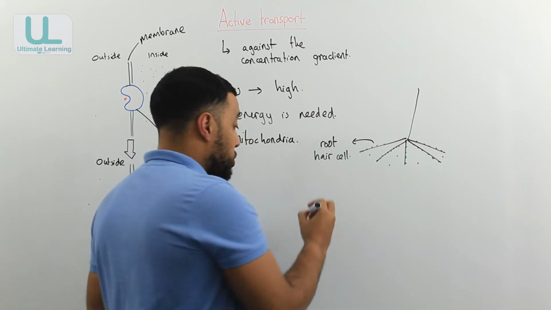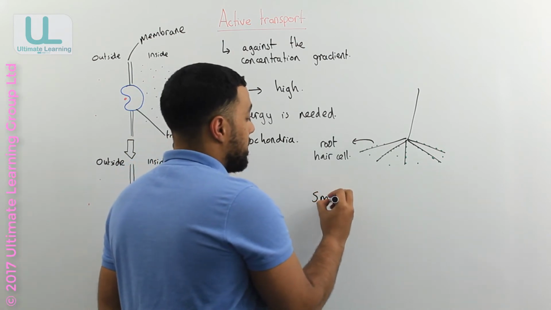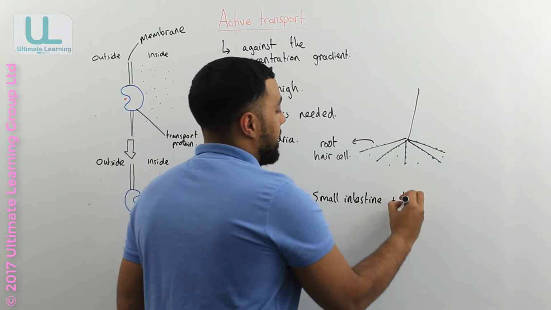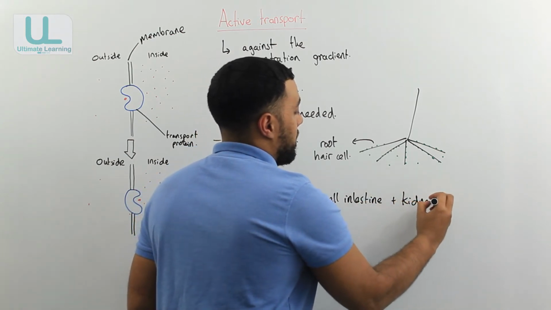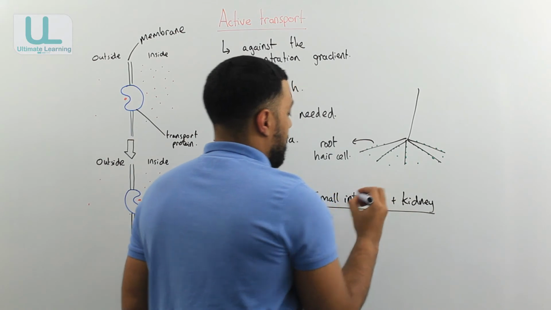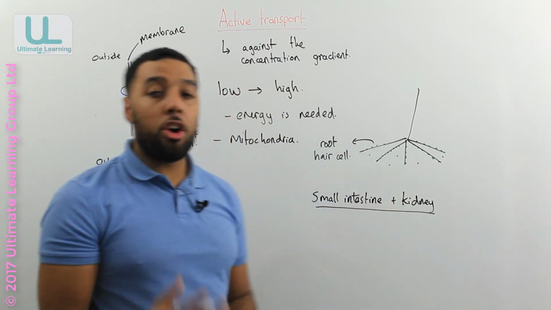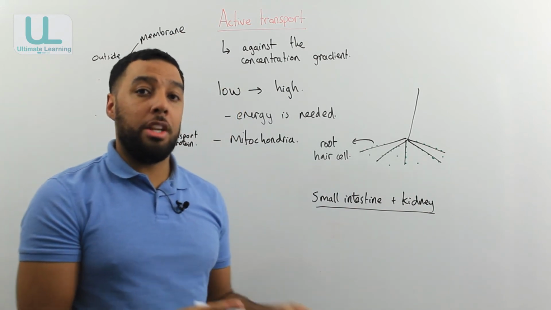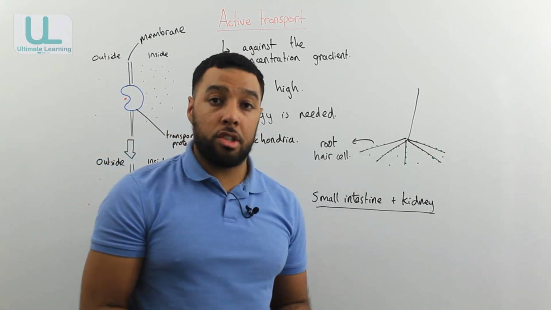Active transport also takes place in the small intestine and the kidney. The small intestine and the kidney are constantly putting glucose back into our blood, usually against a large concentration gradient.